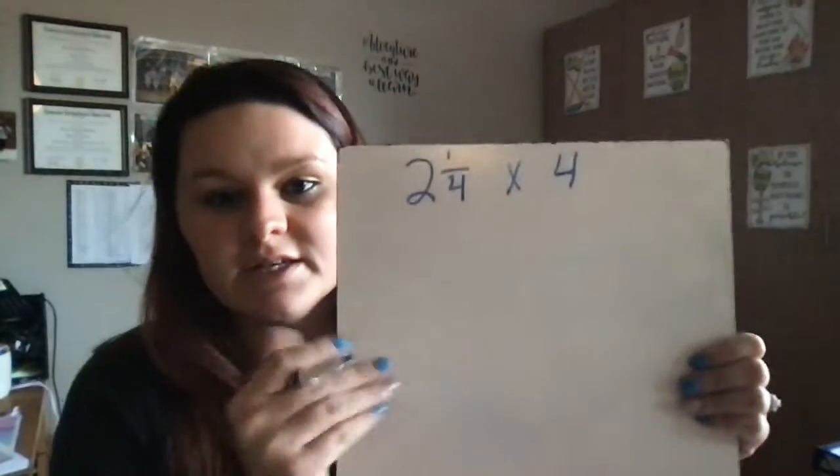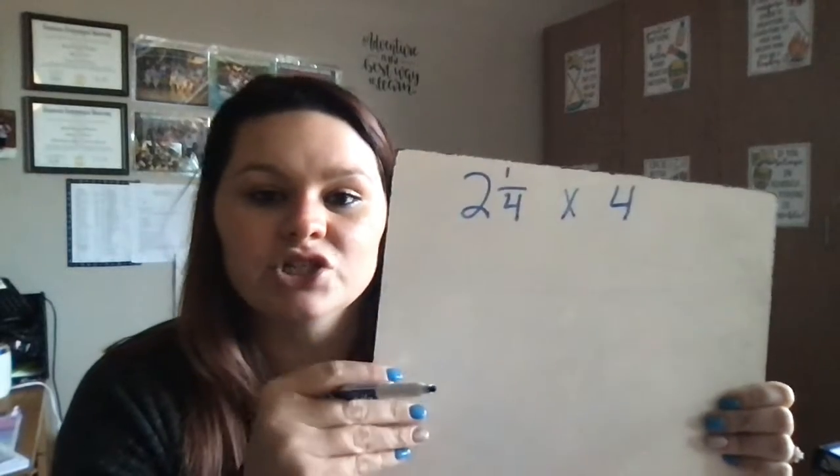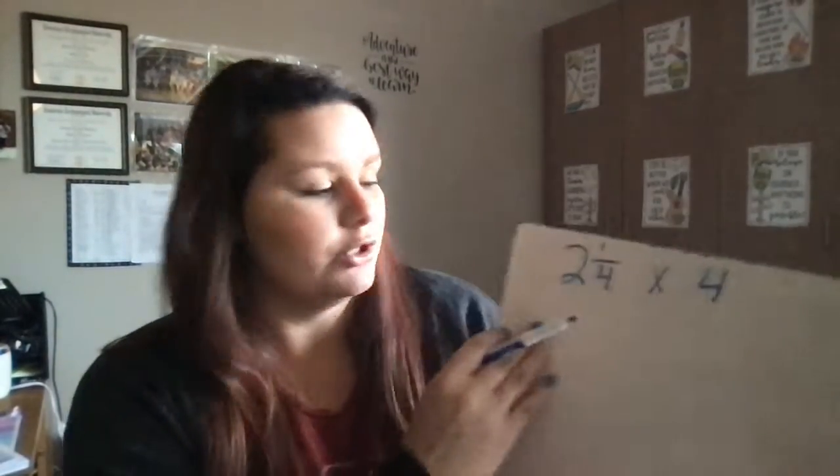Hi friends, in this video I'm going to show you how to multiply a mixed number times another mixed number, times a fraction, or times a whole number. So we're going to start just by multiplying 2 1/4 times 4, just like this. The first step when you see a mixed number is to go ahead and change that to an improper fraction. And I'm going to show you how to do that.